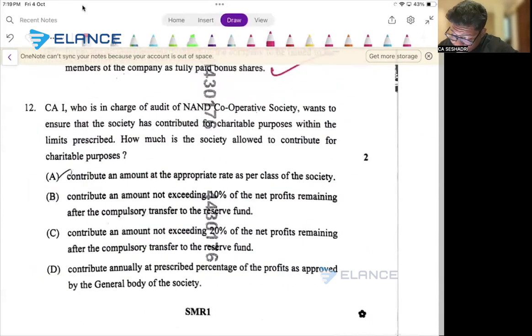Come to 12th one. Cooperative society. What is the rate at which they are supposed to contribute? They want to ensure that society has contributed for charitable purpose within the prescribed limit. The answer is straightforward, which is there in different types of entities. They have to contribute not exceeding 10% of the net profit after transferring to reserve. So this is the answer. This is not the answer. B is the answer.